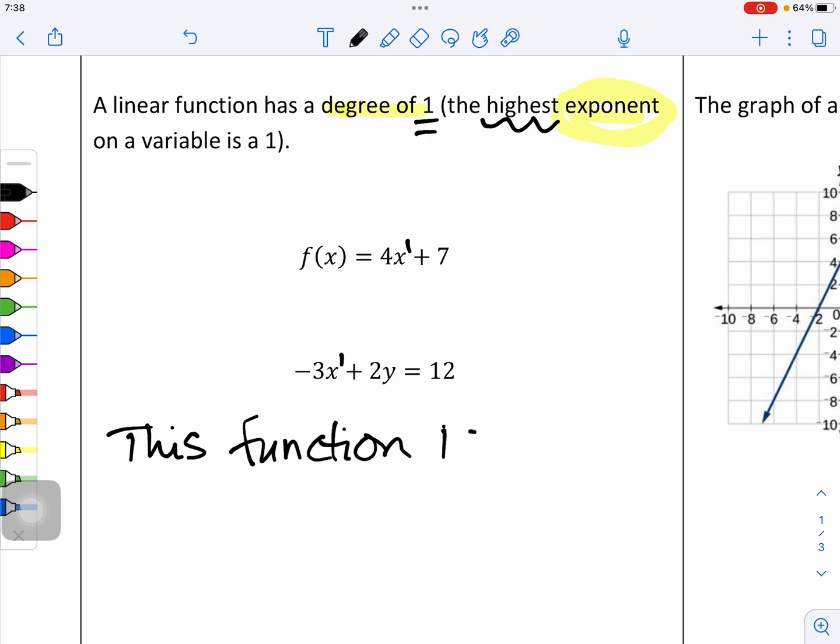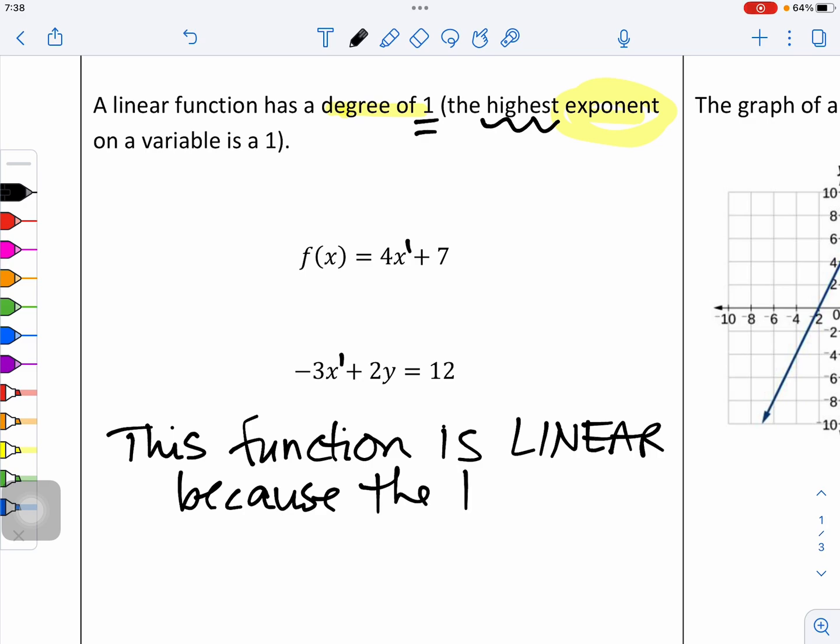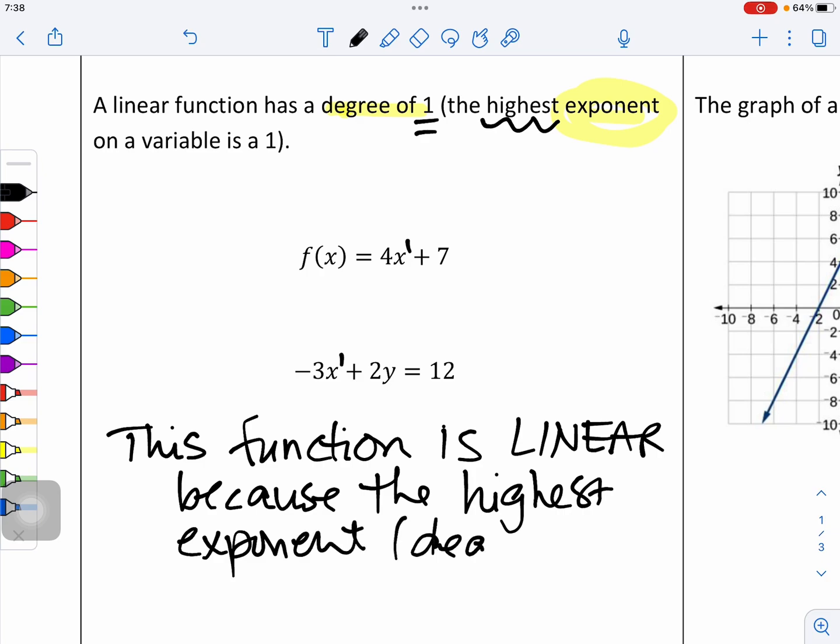This function is linear because the highest exponent, which is the degree of our function, is 1.